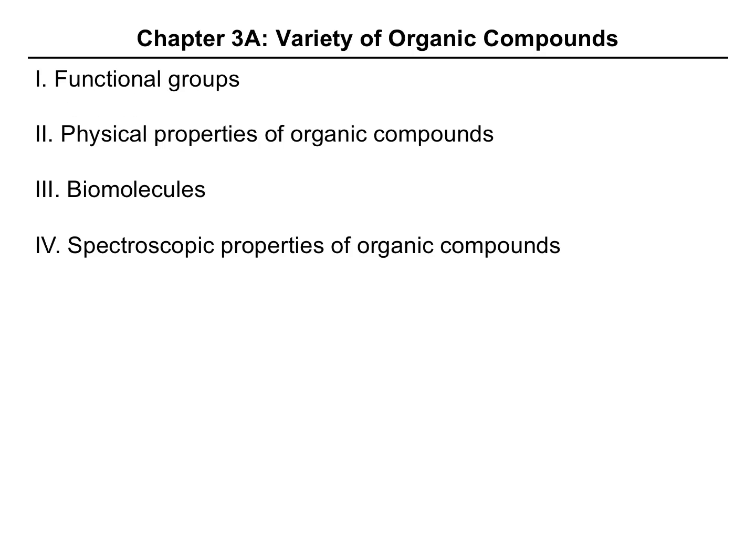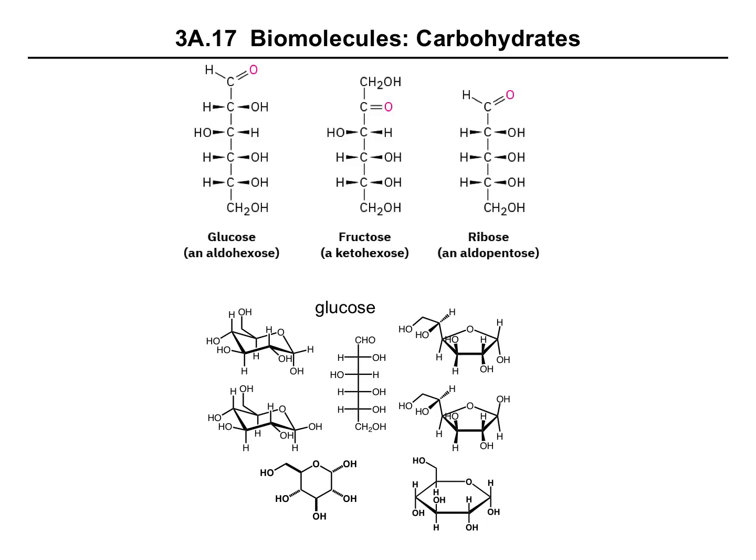Now that we've learned about functional groups and we talked about the physical properties of organic compounds, let's focus on biomolecules. Our first group of biomolecules will be carbohydrates. Here are a few examples of carbohydrates or sugars. They have either an aldehyde or a ketone and lots of alcohols. This is glucose, important in many biochemical pathways, fructose or fruit sugar, and ribose, which is the sugar in RNA.